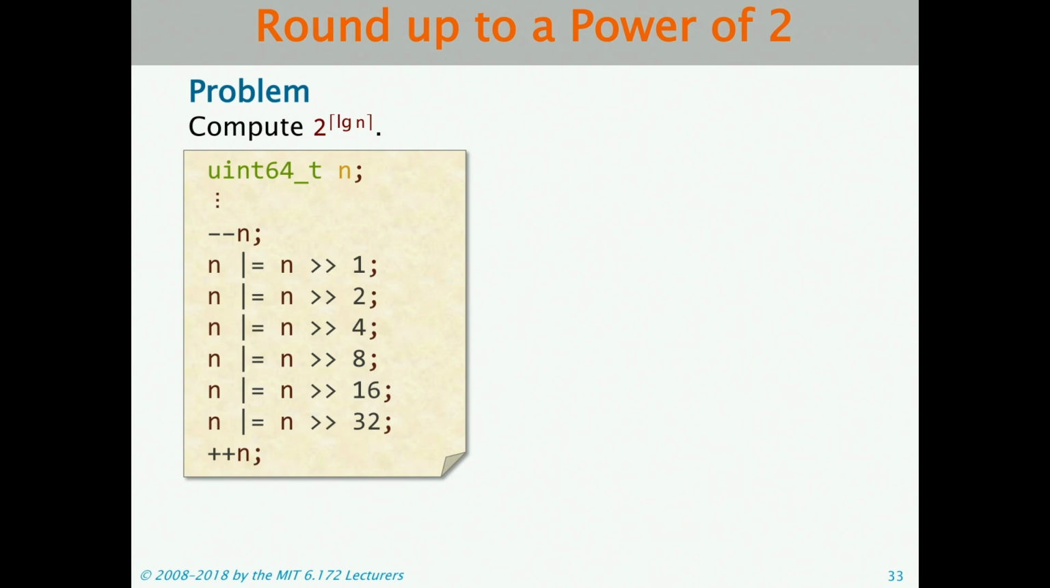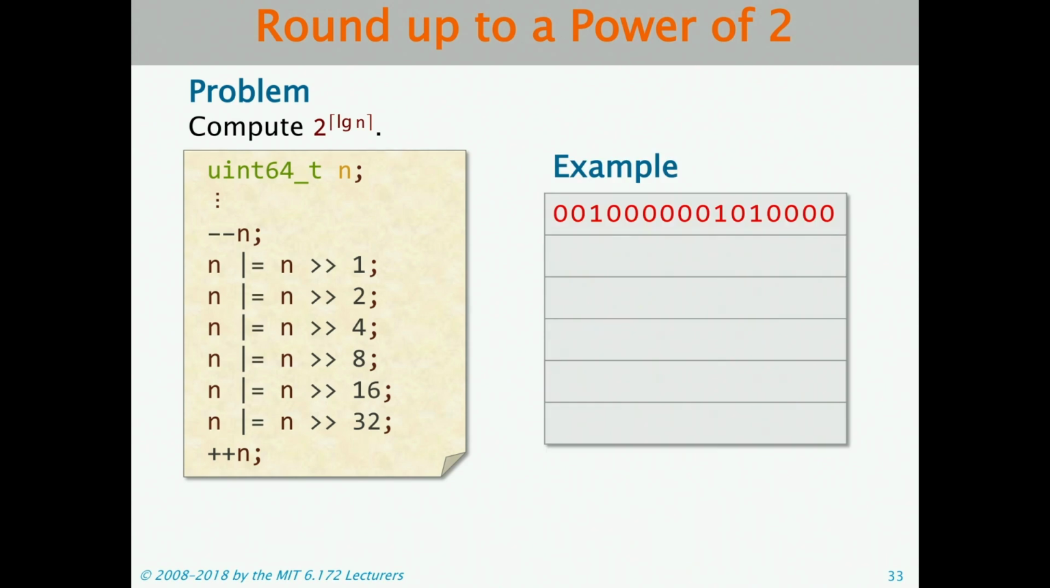First, we're going to decrement n. And then we're going to do an OR of n with n right shifted by 1, then an OR of n with n right shifted by 2, and so on, all the way up to 32. So we do this for all powers of 2 up to 32. And then finally, we increment n at the end. So let's look at an example to see why this works. So we're starting with this value of n here.